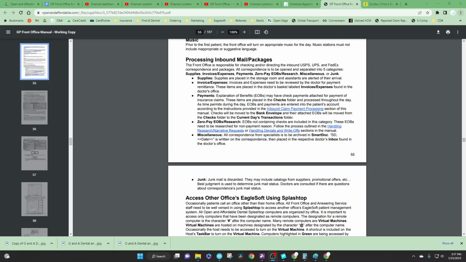And finally, there will be a lot of junk mail that is received. This can include catalogs from suppliers, promotional offers, flyers. So, best judgment is used to determine the junk mail status, and you can consult with doctors if there are any questions about whether it is junk mail, but all of the junk mail is just discarded.